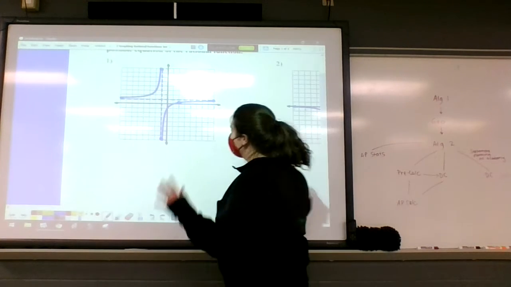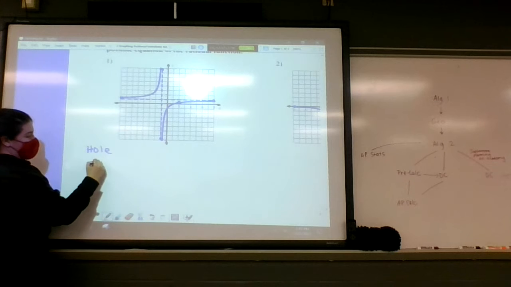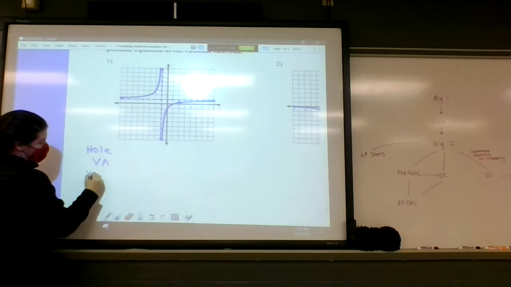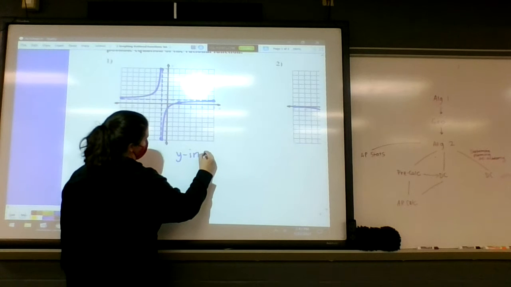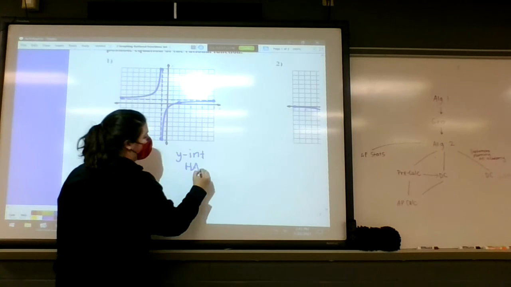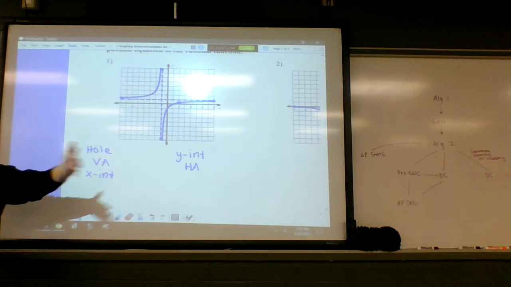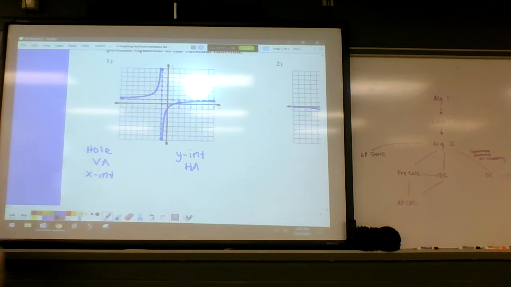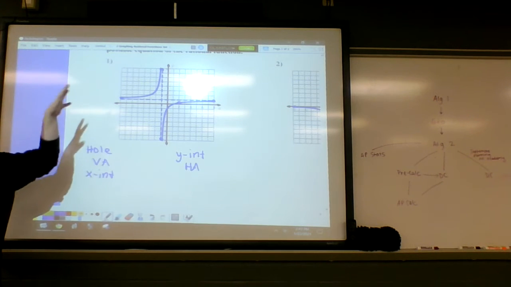There are 5 characteristics of rational functions, right? There's holes, vertical asymptotes, x-intercepts, y-intercept, and horizontal asymptotes. Those are your 5 characteristics. You can have numbers for each. You could have multiples for some of them. You could have none for any of them. It's possible to have none. All right, so let's go in order and see what you see in the graph.